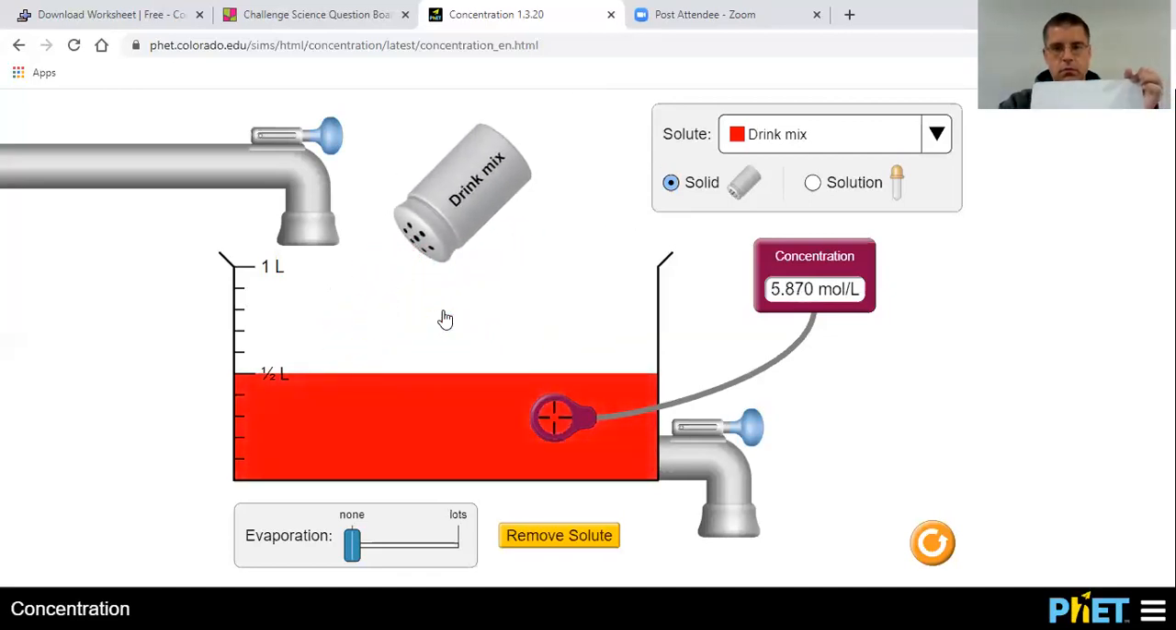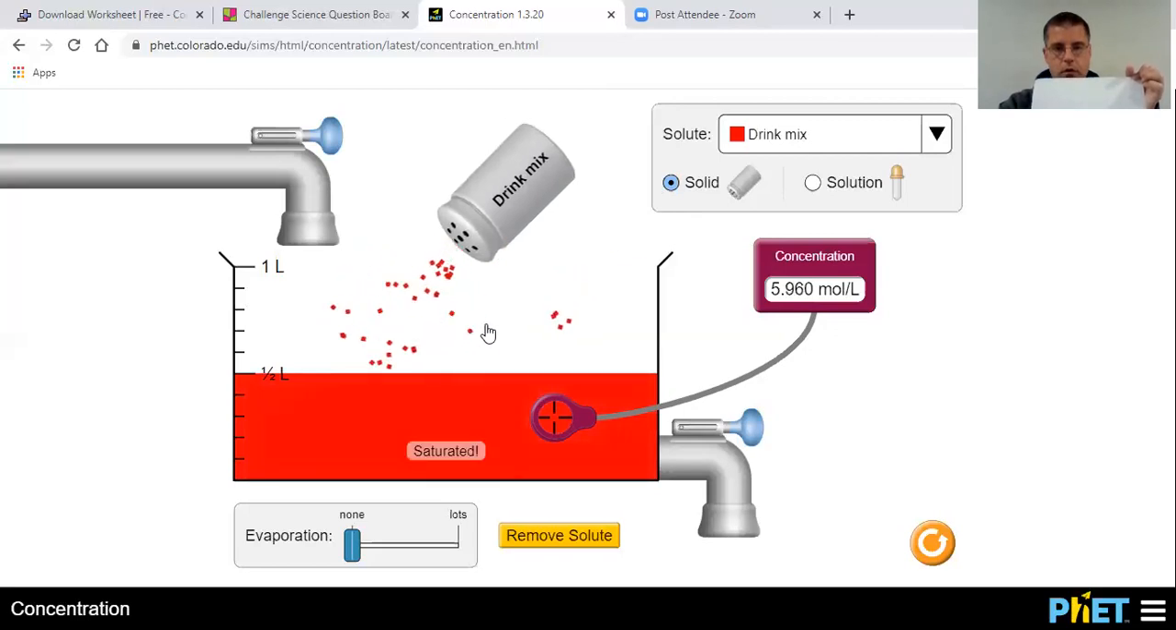Keep adding. Okay, so now it's almost like the stadium is full. It's sold out. So the problem is nothing more can dissolve. What can I do to get more to dissolve? Remove the solute? No, you're just removing solute. I could add more solvent. So it's almost like the ballpark now.